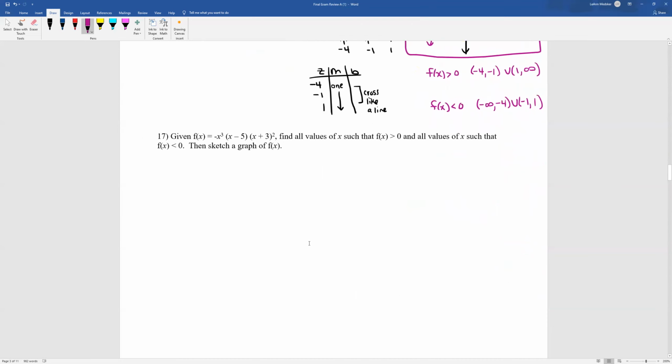All right, so let's do another one very similar to this. This one is already pre-factored for us. That's going to make the zero part easier, but it actually sometimes makes the end behavior a little harder to look at and set up. So remember, for end behavior, we needed to know our leading coefficient sign. Was it positive or negative? And we also need to know our degree being either even or odd.